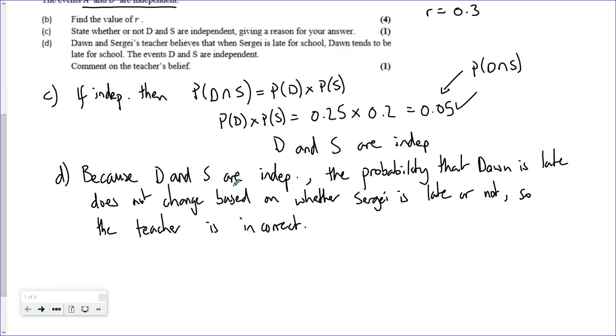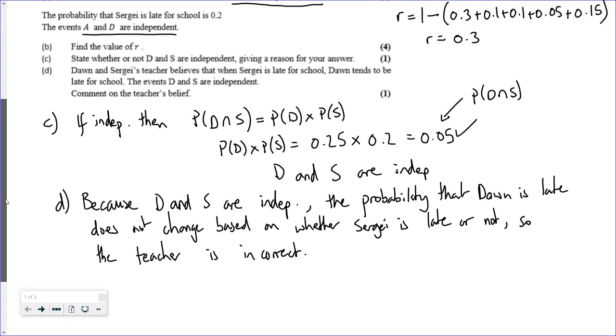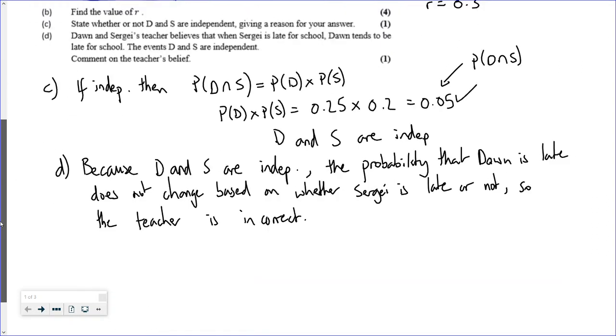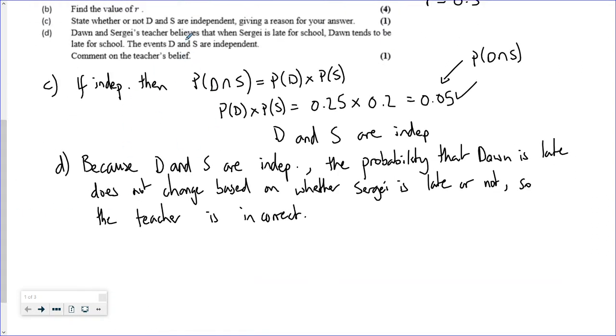So we could say that because D and S are independent, the probability that Dawn is late does not change based on whether Sergey is late or not. So the teacher is incorrect. Well, that would be enough to get the mark in this question, but let's look at this in a little bit more detail. So the teacher thinks that the probability that Dawn is late, given that Sergey is late, is higher than just the probability of Dawn being late.